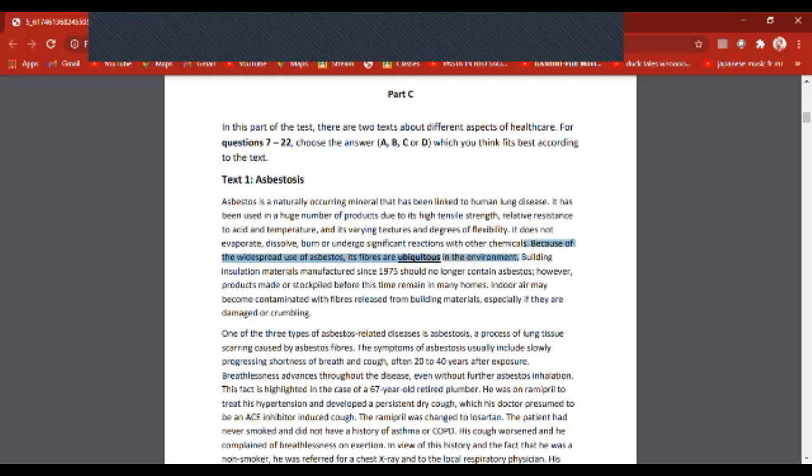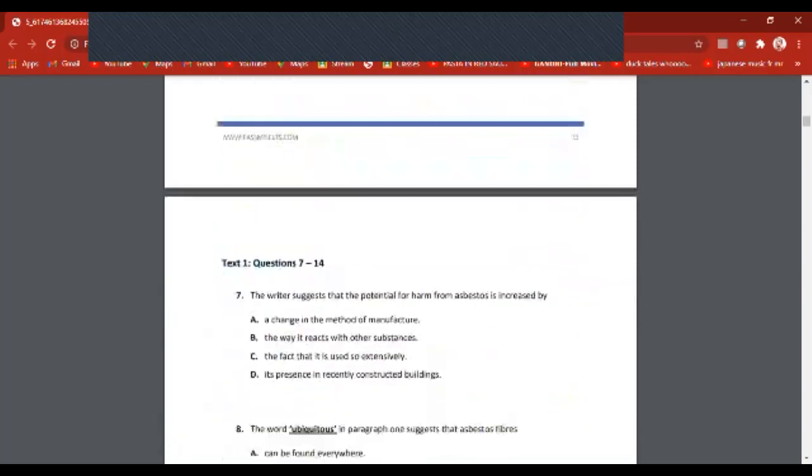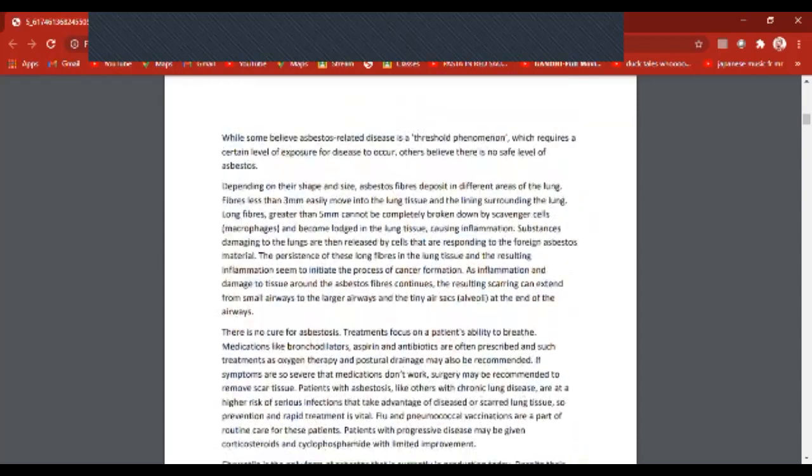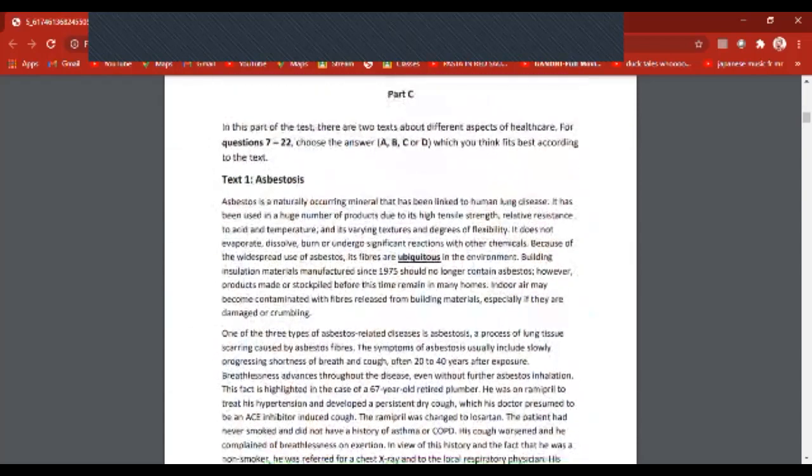Building insulation material manufactured in 1975 should no longer contain asbestos. However, products made or stockpiled before that time remain in many homes. Indoor air may become contaminated with fibers released from building material, especially if they are damaged or crumbling. So, out of these four options, change in method of manufacturing: did it mention any change in the method of manufacturing anywhere?